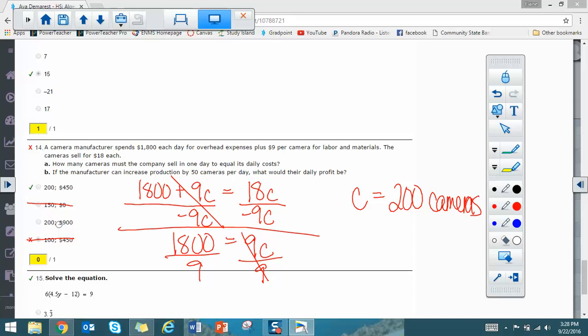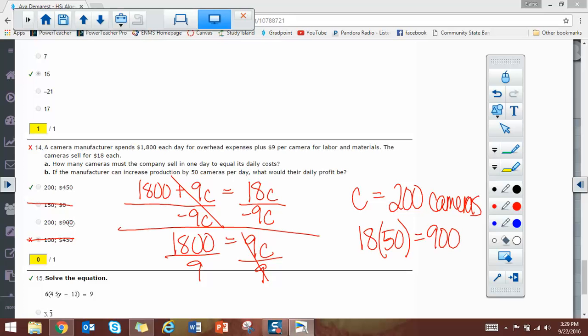Now the question is, if they can increase production by 50 cameras per day, what would their profit be? Well, we know that if they sell 200, they're going to break even. So we just need to figure out how much 50 cameras would make them. If it's $18 per camera, we want to do 18 times 50. So 18 times 50 is 900.